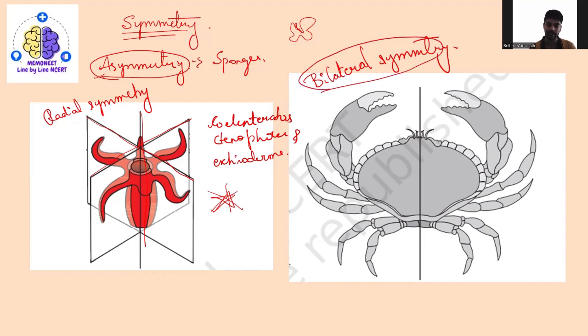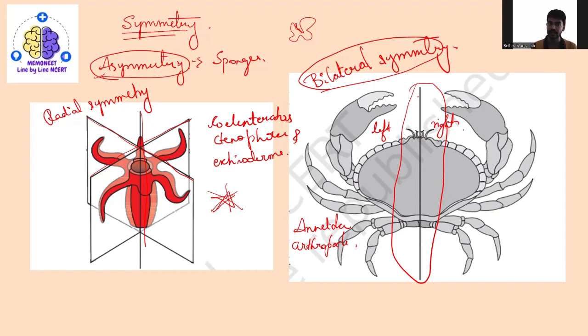So the next one is bilateral symmetry. See, in bilateral symmetry, what happens? Animals such as annelida, then arthropods, and even higher animals like us. When a plane is passed through the center, it can divide the body into identical left and right halves. Only through this one plane can it divide into identical right and left halves, not on more planes like you have seen in radial symmetry.